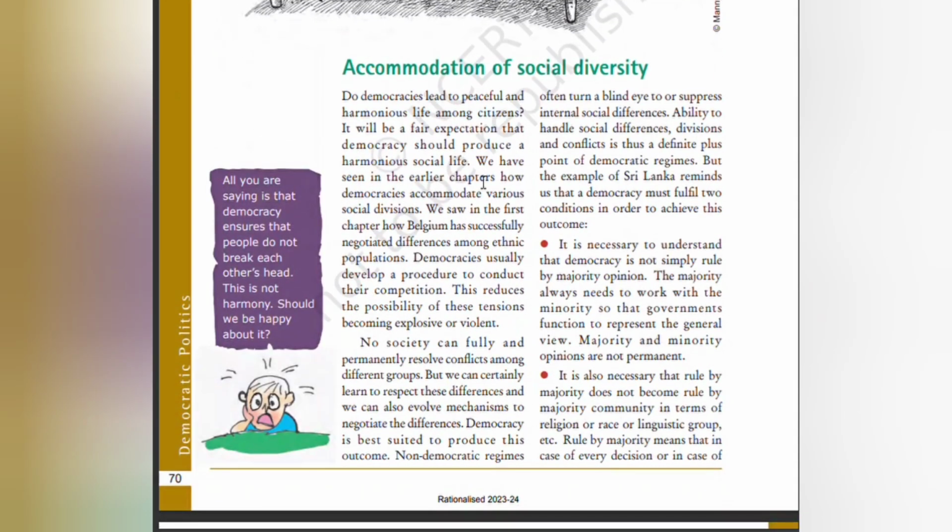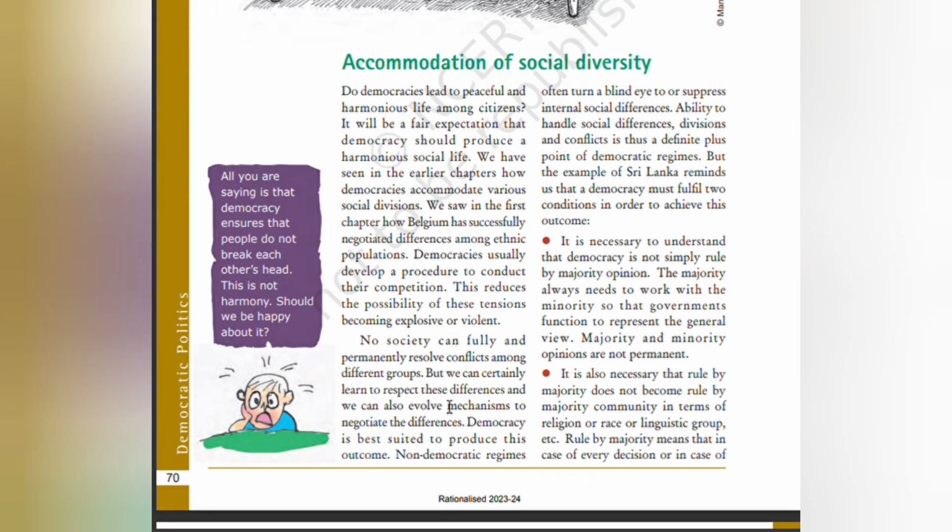Then here is accommodation of social diversity. Do democracies lead to peaceful and harmonious life among citizens? It will be a fair expectation that democracy should produce a harmonious social life. We have seen in the earlier chapter how democracies accommodate various social divisions. We saw in the first chapter how Belgium has successfully negotiated differences among ethnic populations. Democracies usually develop a procedure to conduct their competition. This reduces the possibility of the tensions becoming explosive and violent.